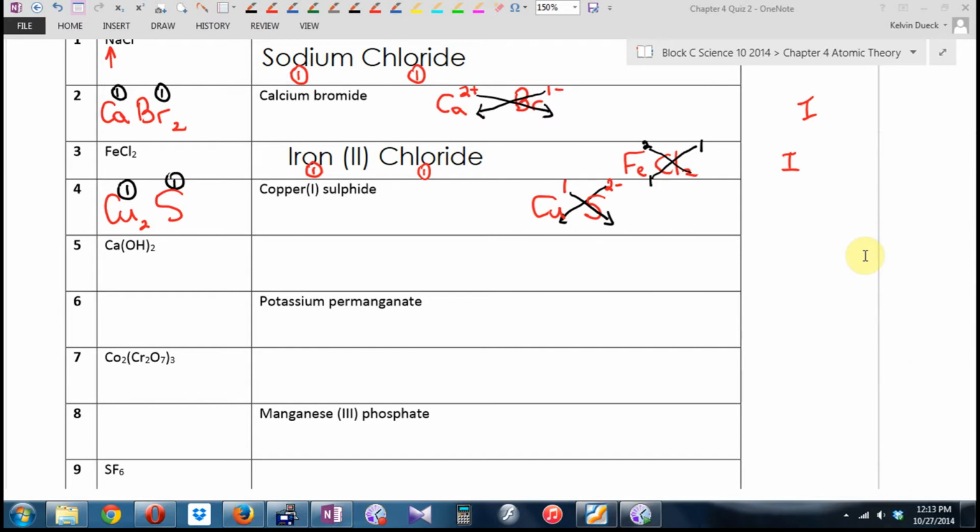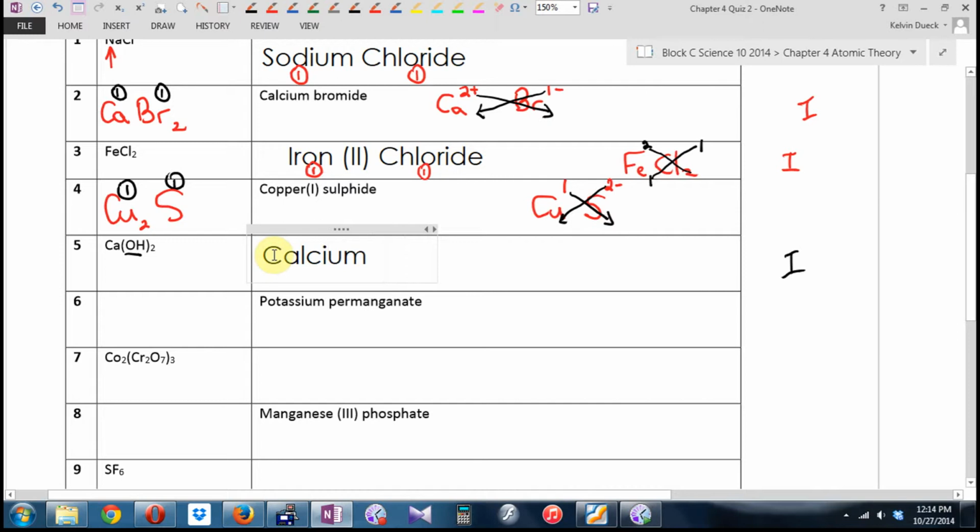CaOH2. Okay, this is also ionic because it's starting with a metal, but I've got one of these weird, funky polyatomic ions, so I have to look that up. The name is going to be calcium, and OH is called what? Oh, it's called hydroxide. I guess when you have an O and an H combined, that's hydrogen and oxide. I can see where they got the name from.